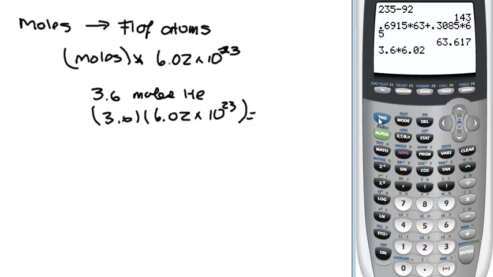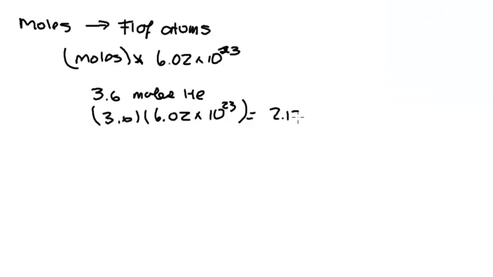Okay, now the button on the calculator that is times 10 to the is this little EE right here. So I have 6.02 and then second and the comma. That puts the E up there. That E means times 10 to the, and then I put in 23. So I get 2.17 times 10 to the 24 atoms.